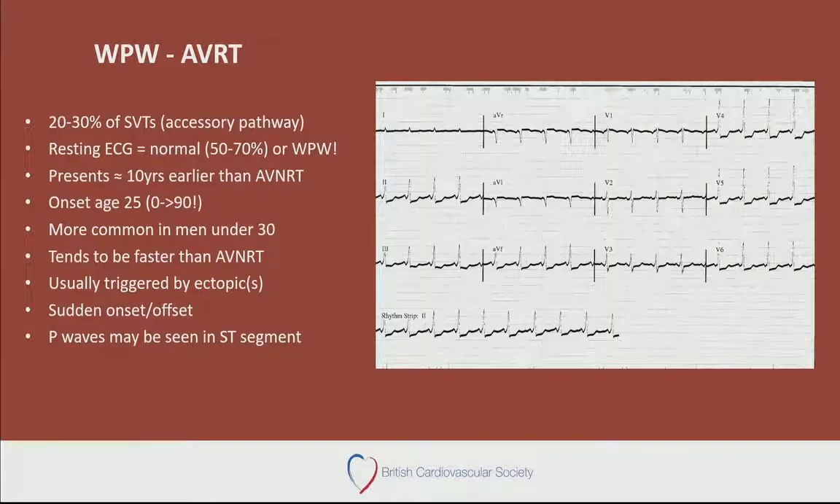Moving on to AVRT, that's the next type of SVT that you'll encounter, so accessory pathway mediated. You may have a normal resting ECG in about 50 to 70% of patients, so no overt pre-excitation seen. It may present a bit earlier than AVNRT, so patients are often in their 20s, for example. More common in men, tends to be faster, again triggered by ectopics, but again you've got that same feature of sudden onset and offset from the history from the patient. And different to AVNRT, you'll often be able to see P waves in the ST segment.